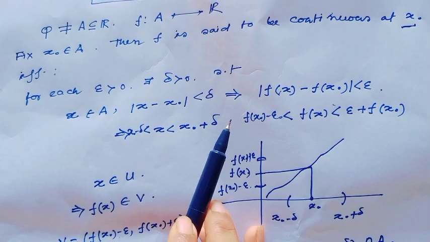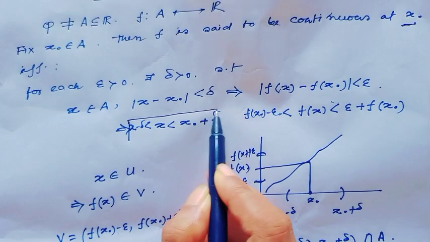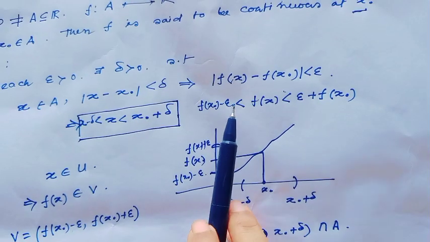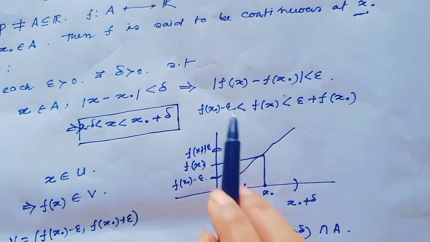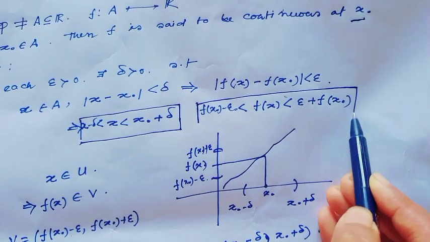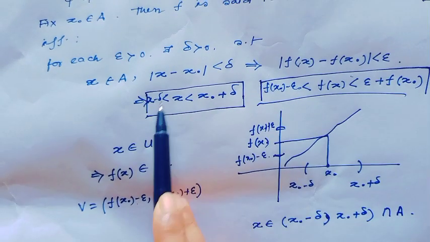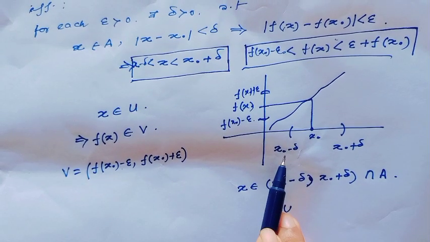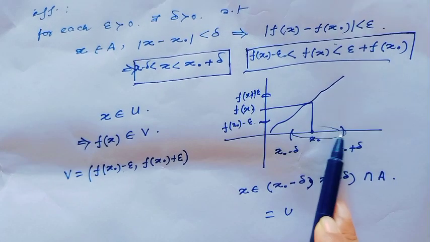and absolute value of x minus x0 less than delta means x lies between x0 minus delta and x0 plus delta, and absolute value of f(x) minus f(x0) less than epsilon means f(x) lies between f(x0) minus epsilon and f(x0) plus epsilon. And x lies in this delta neighborhood means, see the picture, this is x0, this is x0 minus delta, this is x0 plus delta. x lies in this neighborhood.